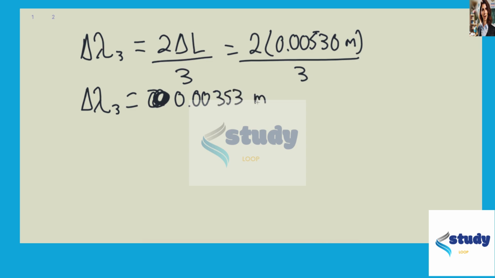And the change in wavelength of the third harmonic will be 0.00353 meters, but if we want to convert, we can say 3.53 millimeters. That'll be the change in wavelength of the third harmonic. This will be your answer for part B.